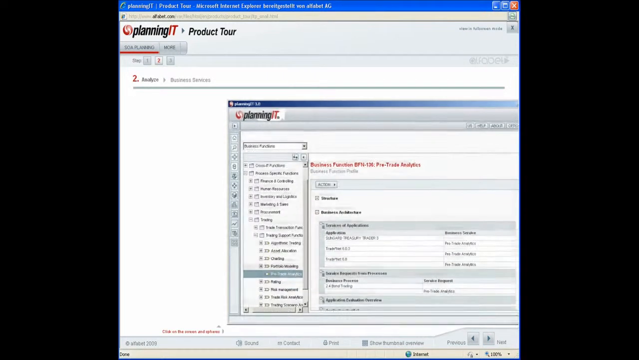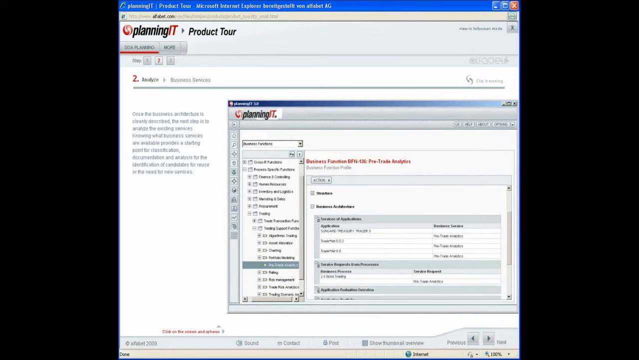Business services. Once the business architecture is cleanly described, the next step is to analyze the existing services. Knowing what business services are available provides a starting point for classification, documentation, and analysis for the identification of candidates for reuse or the need for new services.